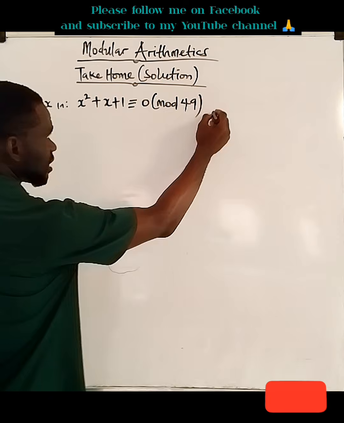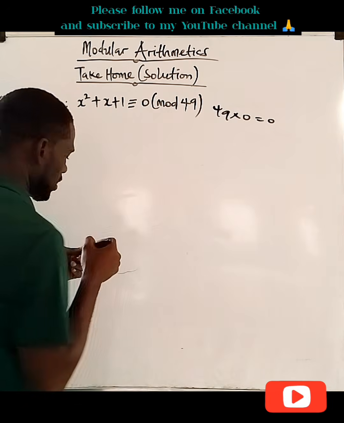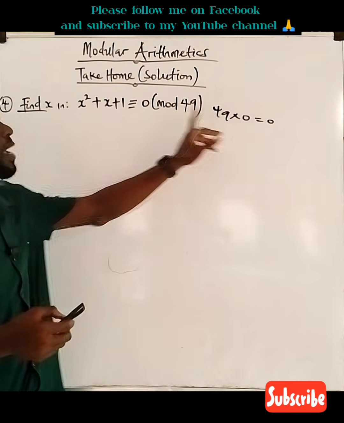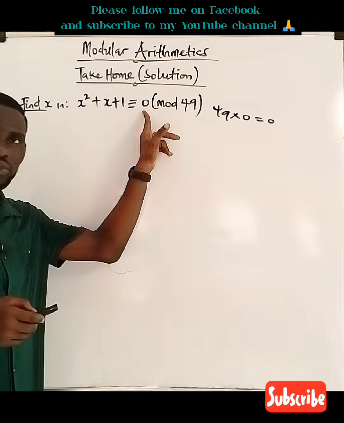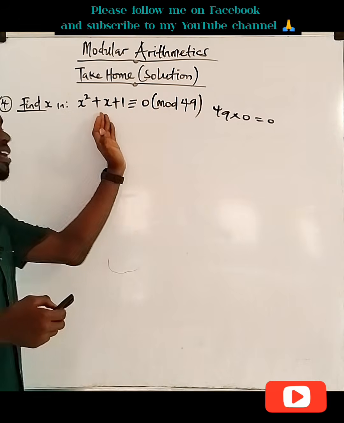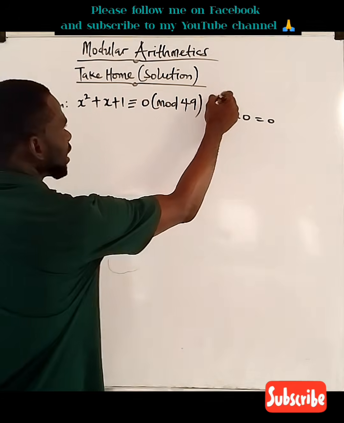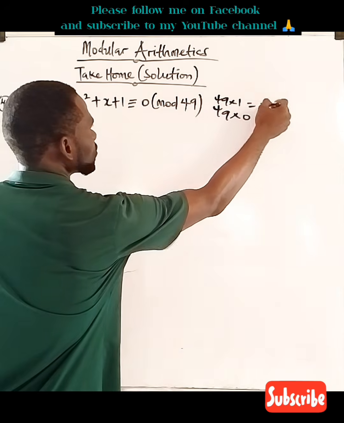So that's modulo 49. That's going to be 49 times 0, which gives us 0. Each of the multiples we get, we add to the remainder that we have here. From there, we end up having our complete quadratic equation. Then we try to solve for x. So 49 times 0 is 0. 49 times 1 is 49.